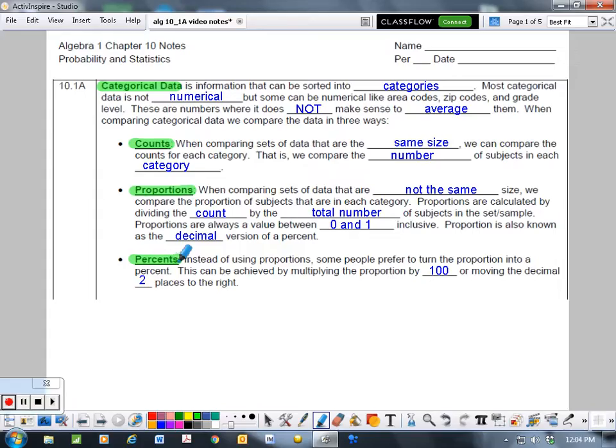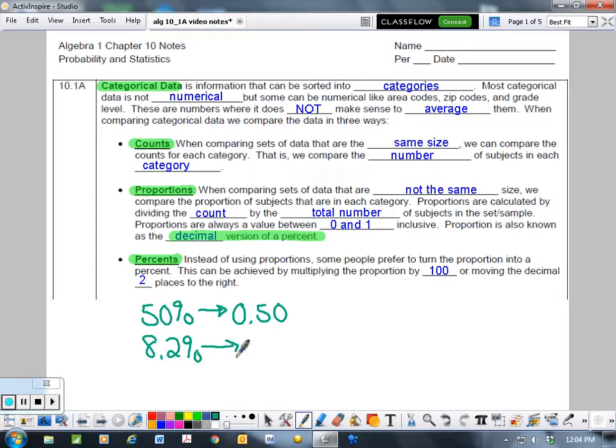Now, proportions are calculated by dividing the count, or the number of people in the category, by the total number of subjects in our situation. And proportions are always going to be a value between 0 and 1 inclusive, which means it can be 0 and it can be 1, and then any decimal or fraction in between. Proportions are also known as the decimal version of a percent. So a proportion, let's say if I had 50%, my proportion would be 0.50. If I had something like 8.2%, then my proportion would be 0.082. So here's our proportion, and then here's our percent.